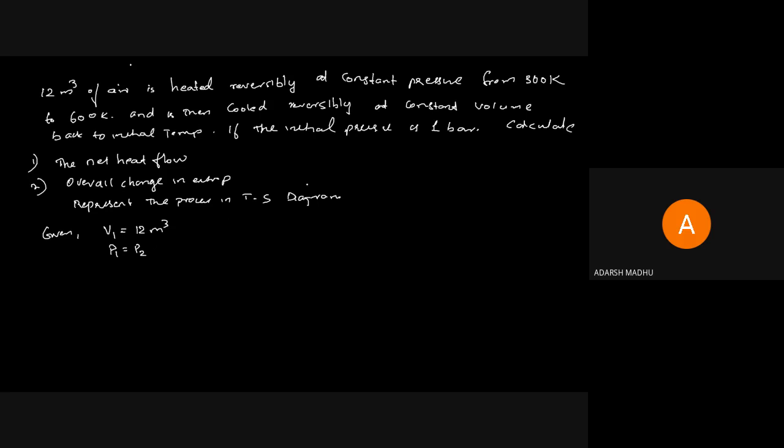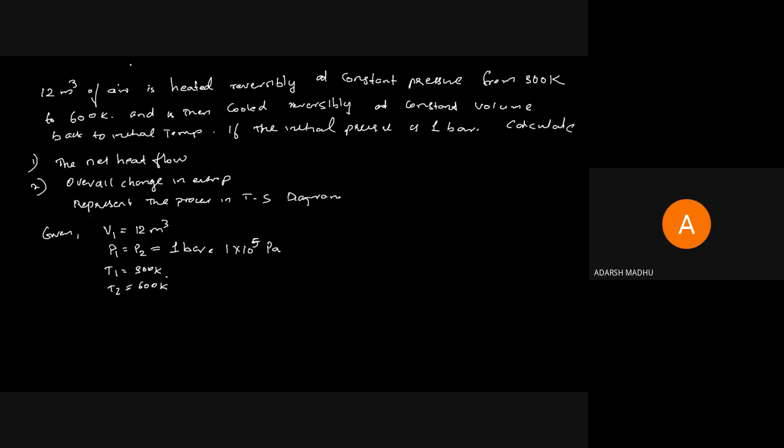It is given that the initial pressure is 1 bar. So P1 equals P2 equals 1 bar equals 1 into 10 raised to 5 Pascal, or Newton per meter square. It is given data. From 300 Kelvin to 600 Kelvin, so T1 and T2 are given. T1 equals 300 Kelvin, T2 equals 600 Kelvin.